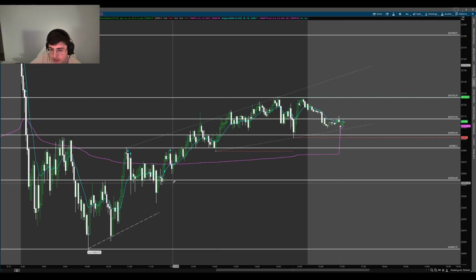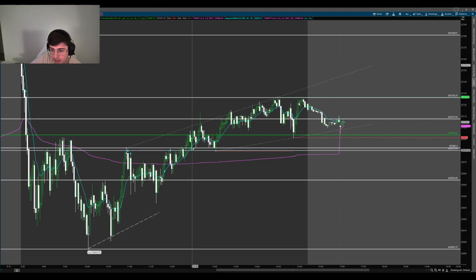Now, where would our stop loss be if we enter? Let me make this green so you guys aren't confused here. Where would we enter? We would enter right there. Where would our stop loss be? Our stop loss would be the candle low right here. Let me make this red. Now, why would it be right here? Because if we break this and we close below this, we're probably going to continue selling off.